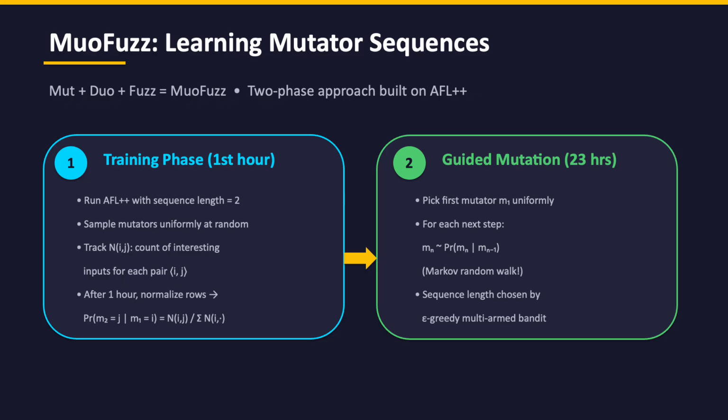Phase 2 is the guided mutation phase, and it runs for the remaining 23 hours. Now when MuFuzz needs to generate a mutator sequence, it picks the first mutator uniformly at random, and then for each subsequent position, it samples from the conditional distribution learned in phase 1. It's a random walk on a Markov chain. Each step depends only on the previous step.